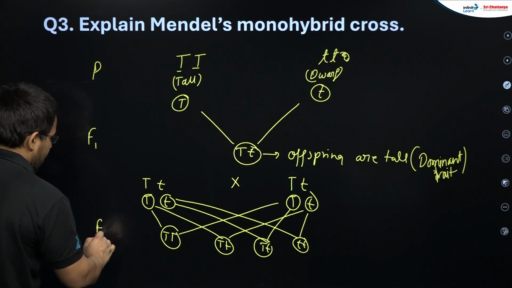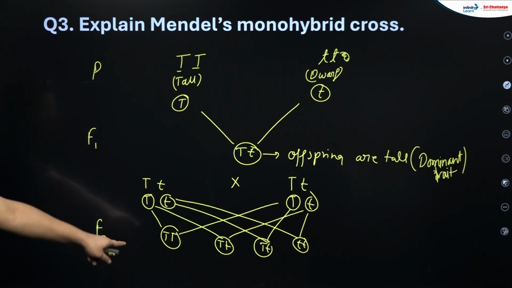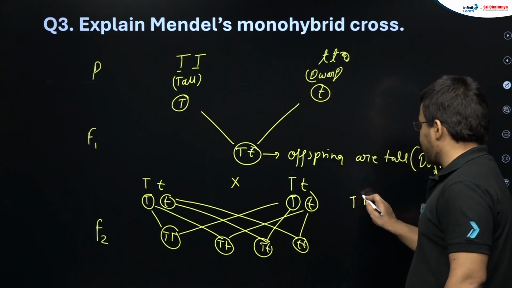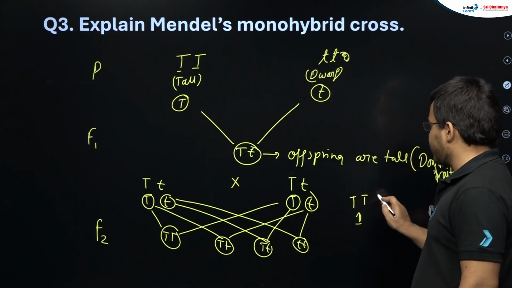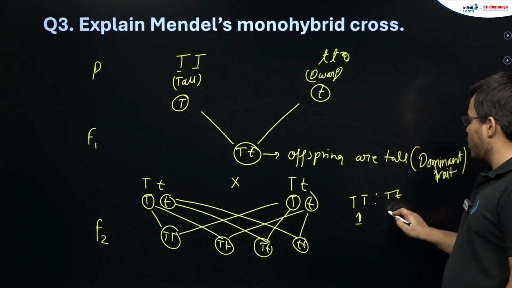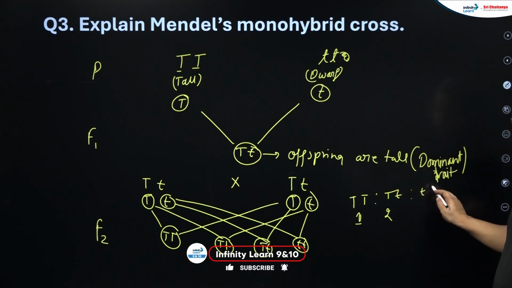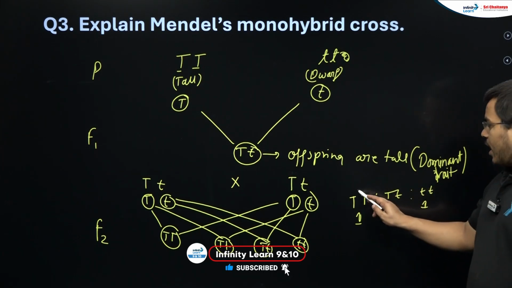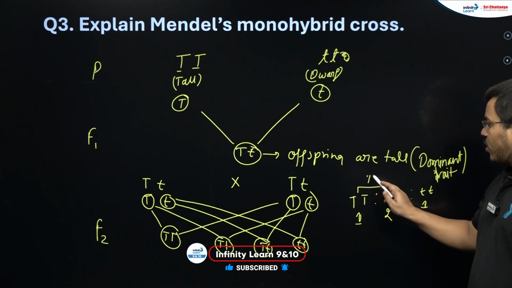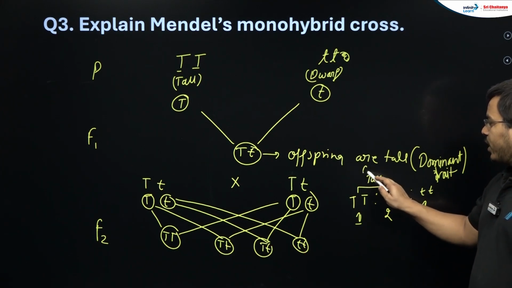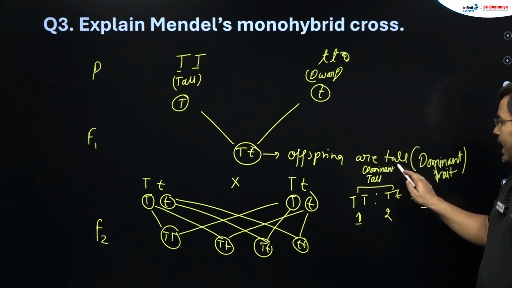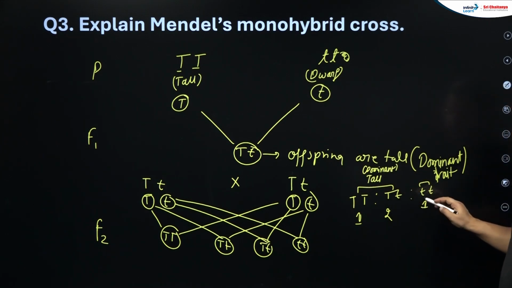This is going to be students your F2 generation. So in F2 generation, if you see students, the result is going to be capital T capital T 1 out of 4, capital T small t 2 out of 4, and small t small t 1 out of 4. These three are showing dominant trait, that are tall, showing dominant trait 3. Okay, and students, 1 is showing recessive trait, that is dwarf, only 1.